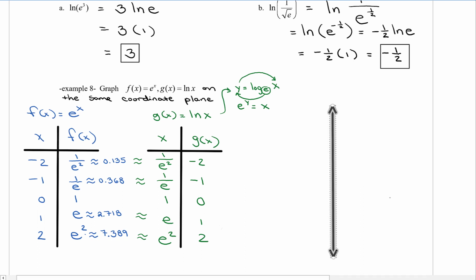I'm going to go ahead and draw my coordinate plane on the right-hand side of the screen.